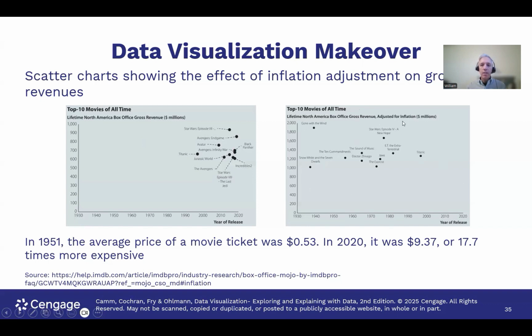Now you notice that I put that into the title, adjusted for inflation. So this is just gross revenue. This is adjusted for inflation. It's really important that you make a point to highlight those kinds of changes that you made.